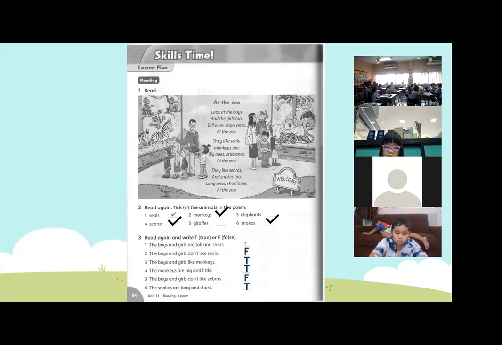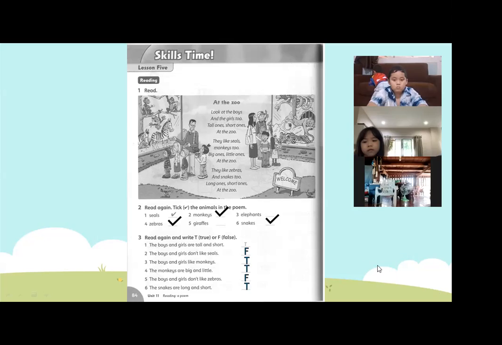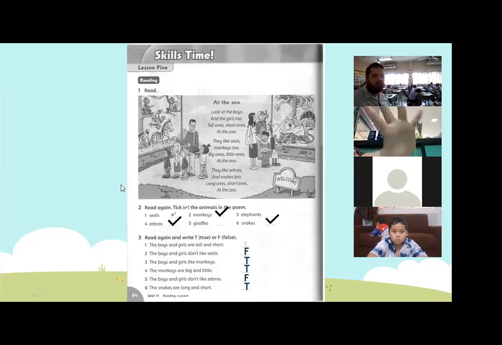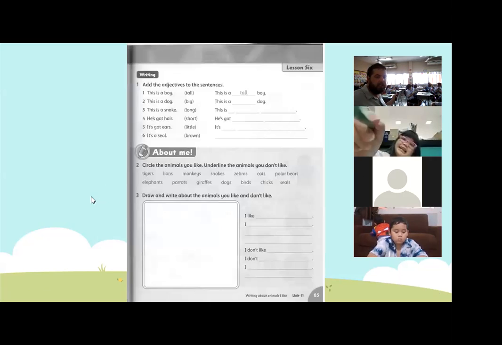Everybody finished? Very good. Snow, are you finished? Finished. Good job. Let's have a look, make sure everyone's finished. Okay. Next.